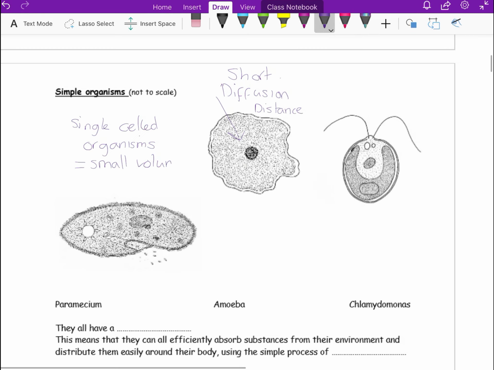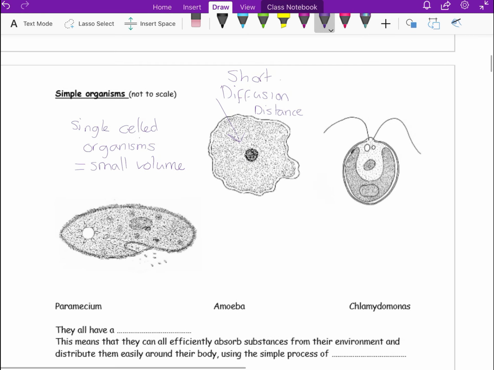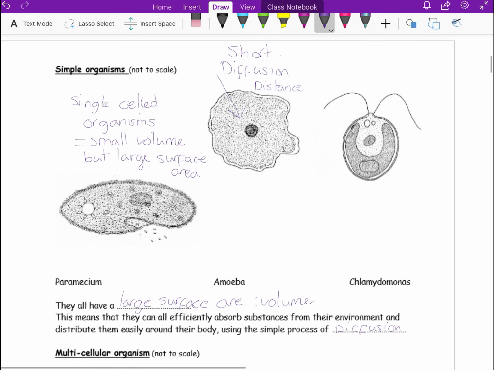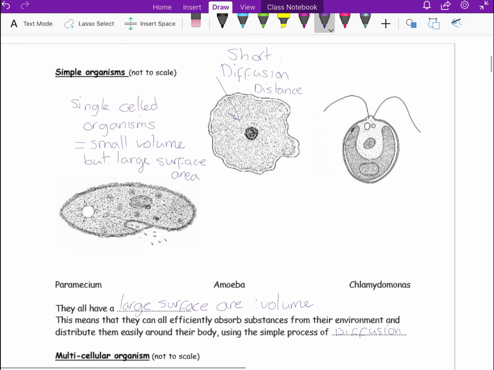What this means is that they have a relatively small volume for their surface area. What we say is that they've got therefore a large surface area to volume ratio. So they've got a relatively large surface area compared to having quite a small volume. And this means that they can efficiently absorb substances and distribute them easily around their body just using diffusion.